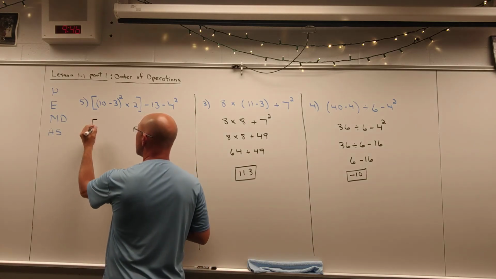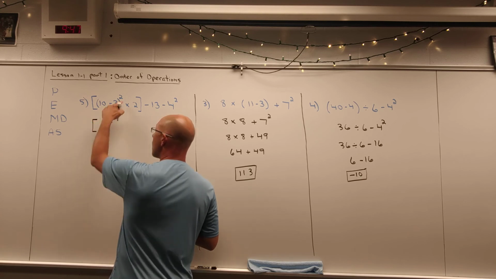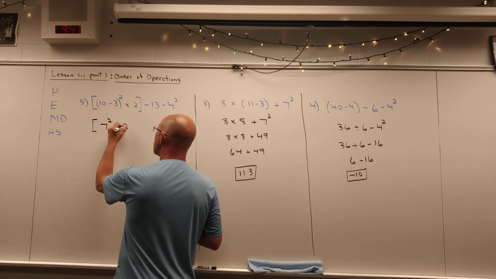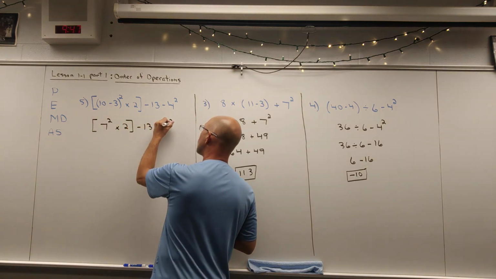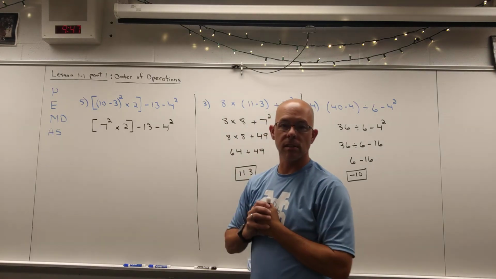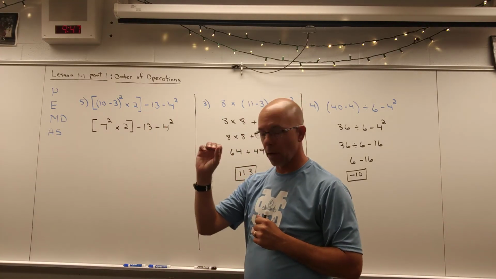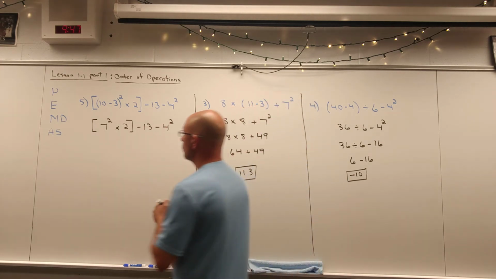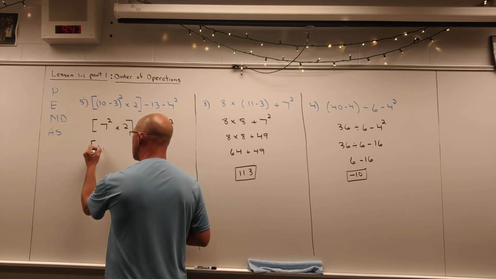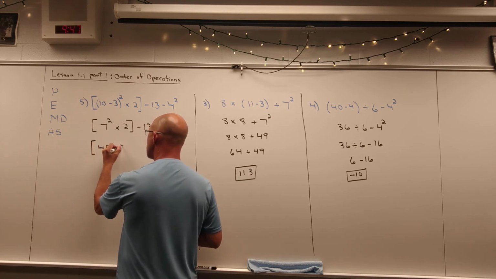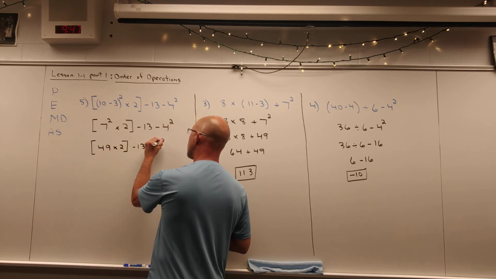We'll leave the bracket. 10 minus 3 is 7, which will keep that exponent on there, times 2, and everything else stays the same. Still within that bracket, exponents are next. So 7 squared is 49, times 2, minus 13 minus 4 squared.